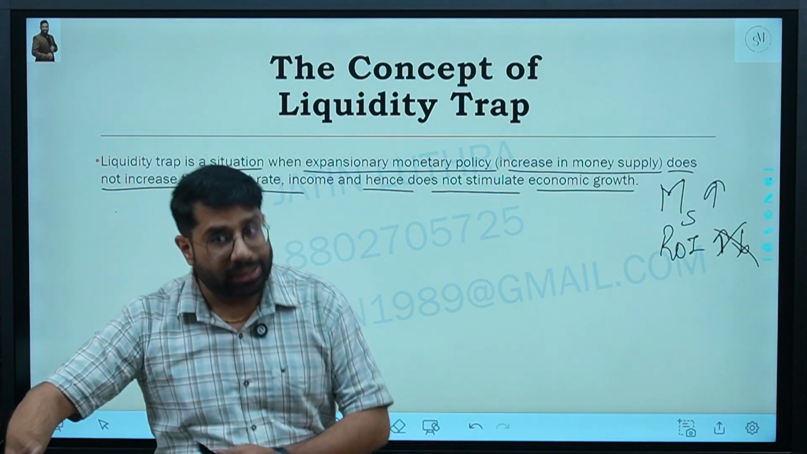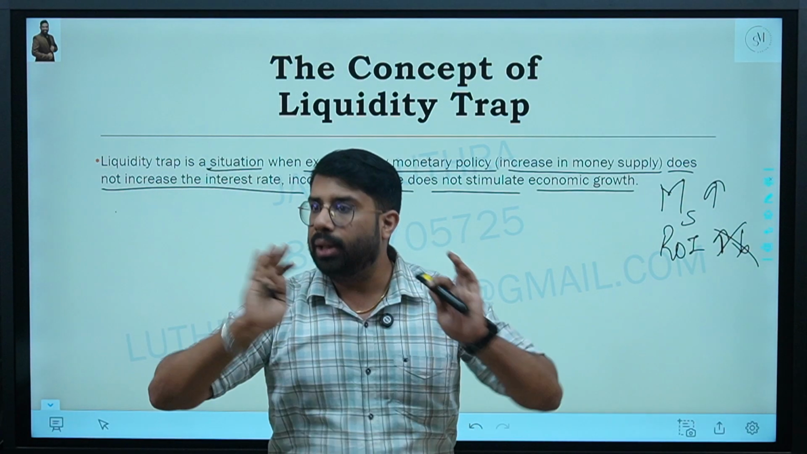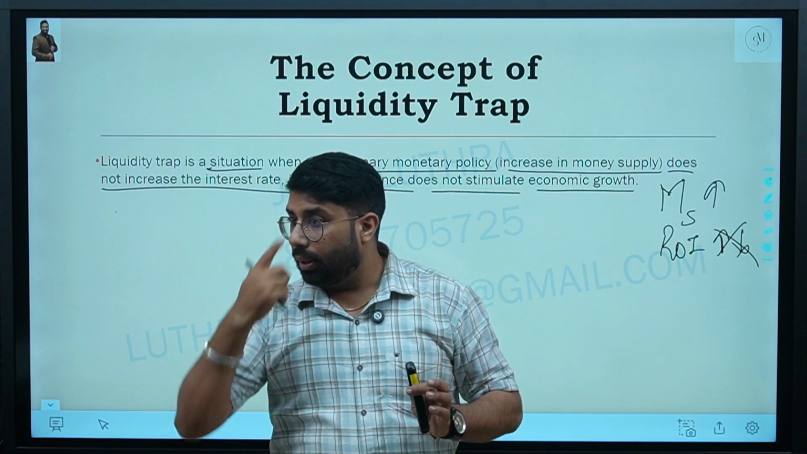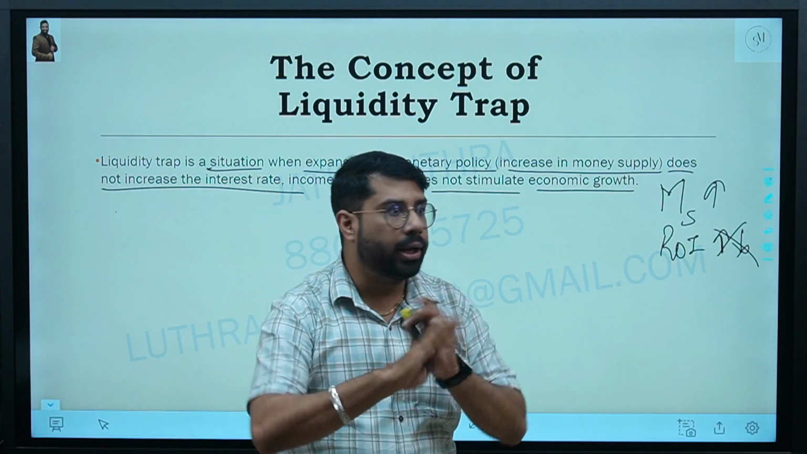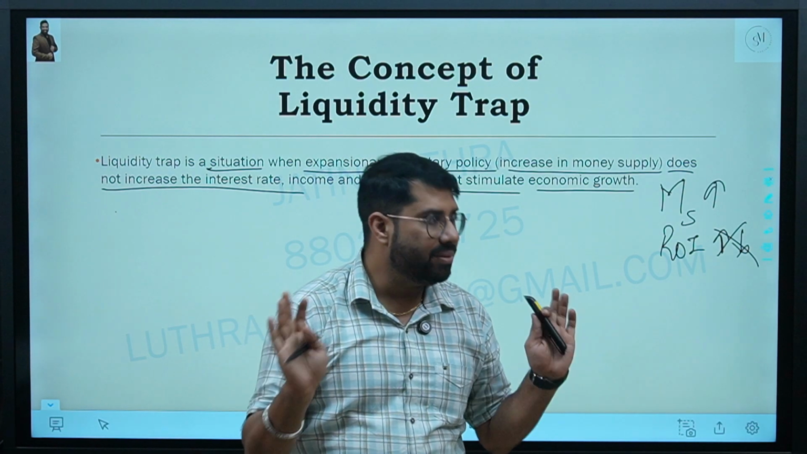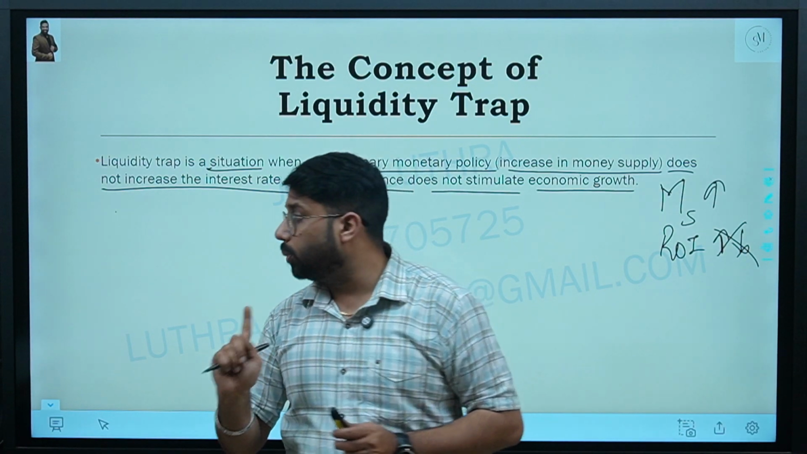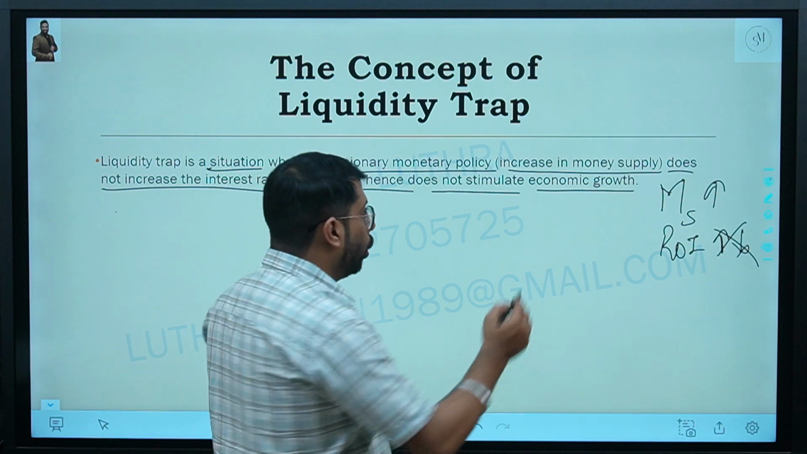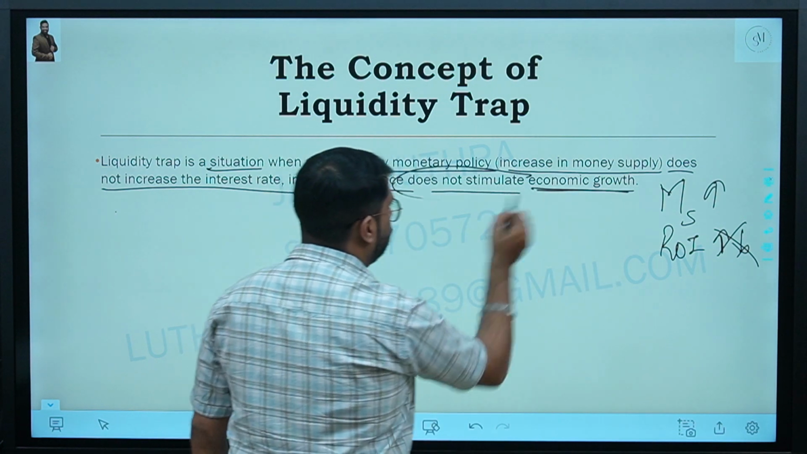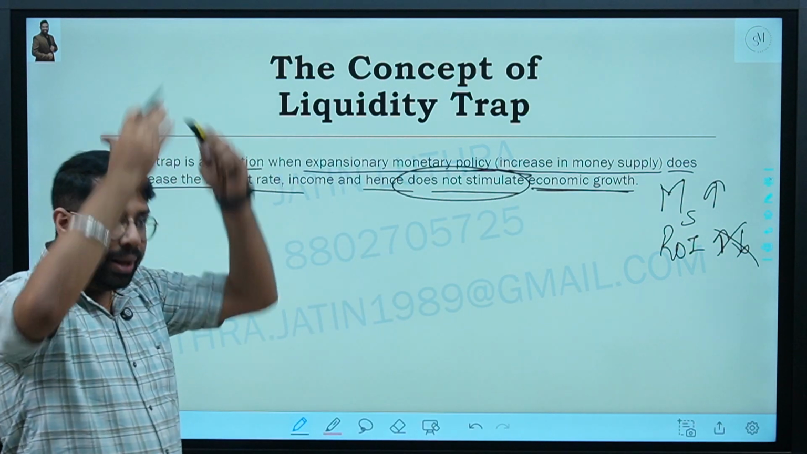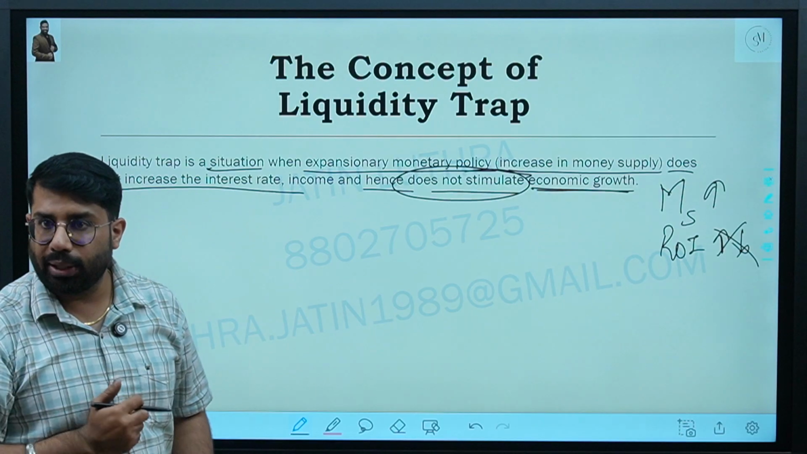We are increasing money supply, we are putting money in the market, but that money is not generating returns. Means the investment is not generating the returns we were expecting. It means what will happen? Our growth will not be stimulated. It means our growth will come to an end. It will stop. Yes or no?